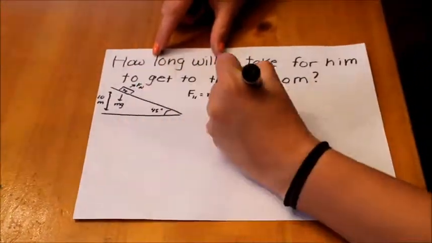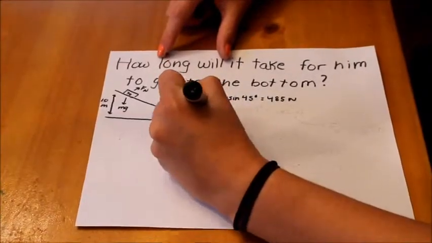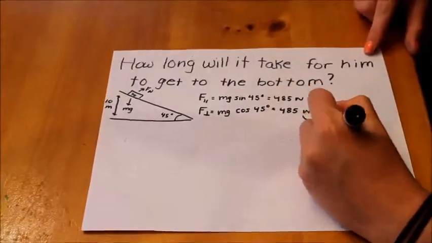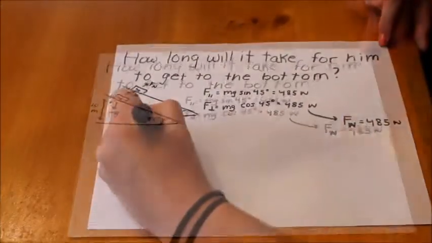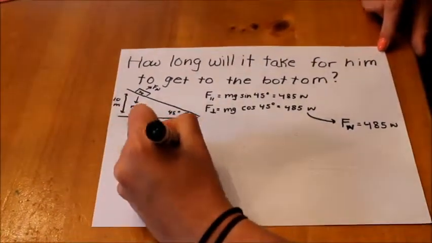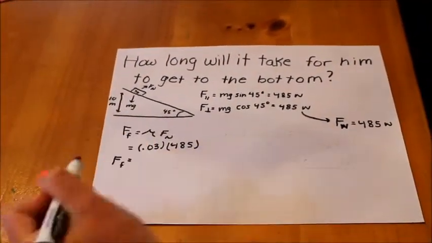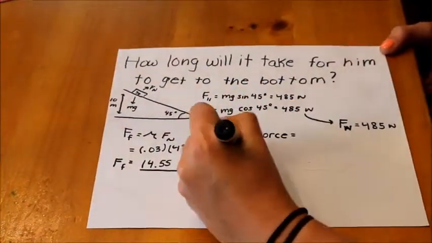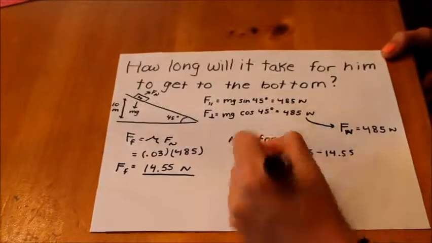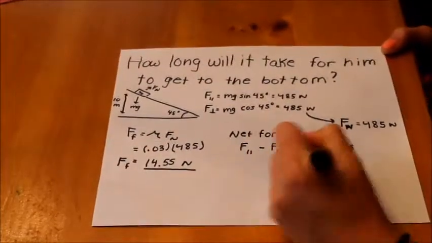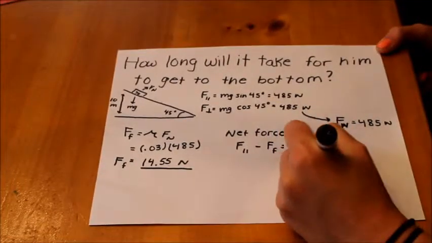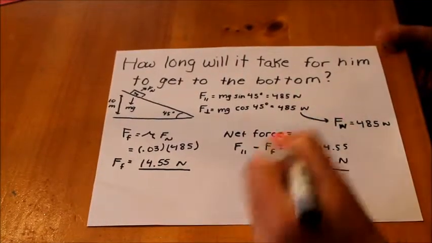First, let's draw a free body diagram. Using geometry, we can find the length of the ramp equals 14 meters, and we can also find the components of gravity. The perpendicular component of gravity is equal to the normal force. We can use the equation, the friction force equals mu times normal force, to find the friction force, and then we can subtract this force from the parallel force of gravity to find the net force, which is 470 newtons.